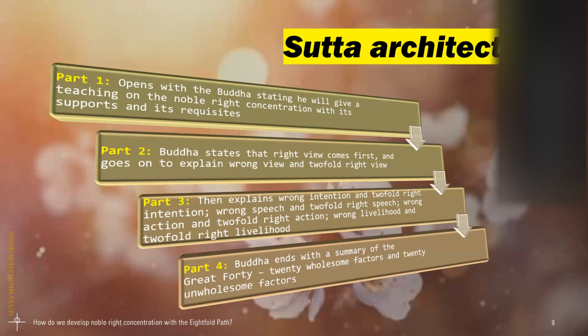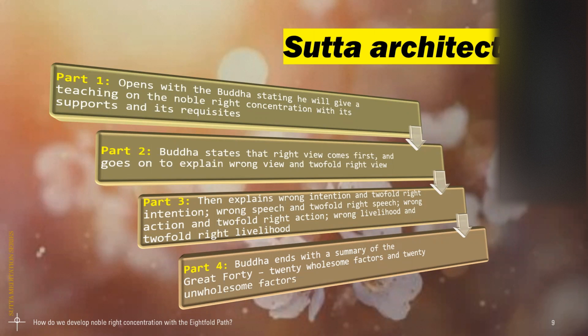And then the fourth part is where the Buddha ends with summarizing the great forty, talking about twenty wholesome factors and twenty unwholesome factors. So that's basically what we'll be looking at today. We're going to spend quite a lot of time on right view and right intention because renunciation is a huge part of the Buddha's path to liberation.